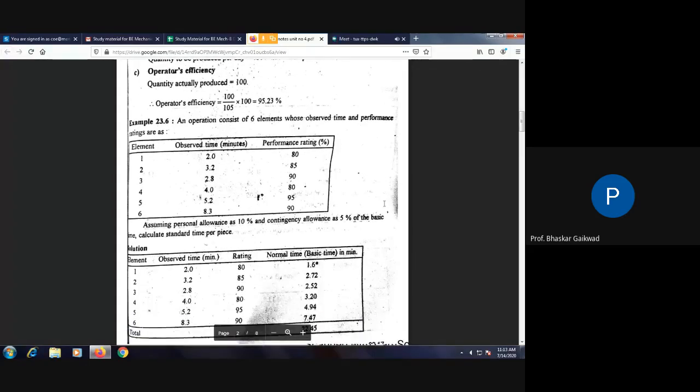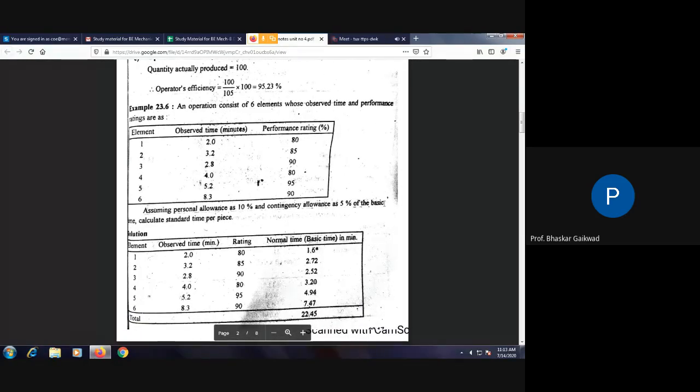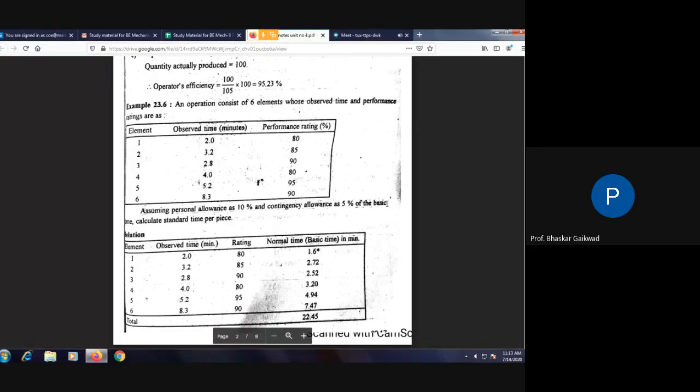So 2 mark questions will be there. Here, observed time into rating, normal time is calculated as 2 into 80 divided by 100. You will get the normal time, or basic time, and a percentage of this, 1.6 into 10 divided by 100, is the personal allowance.